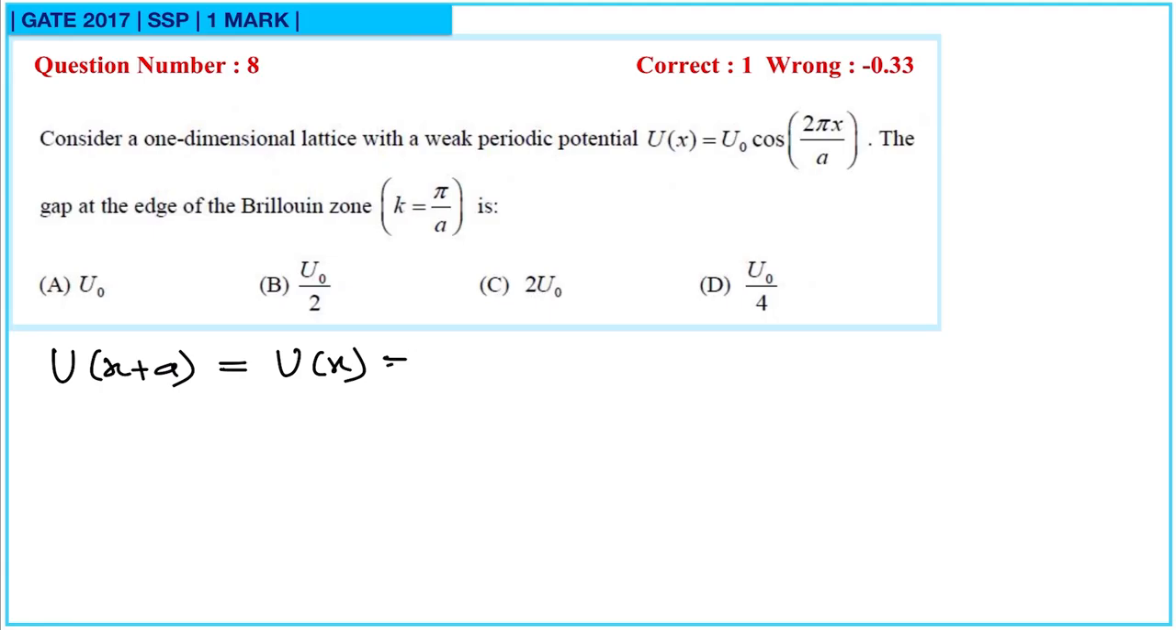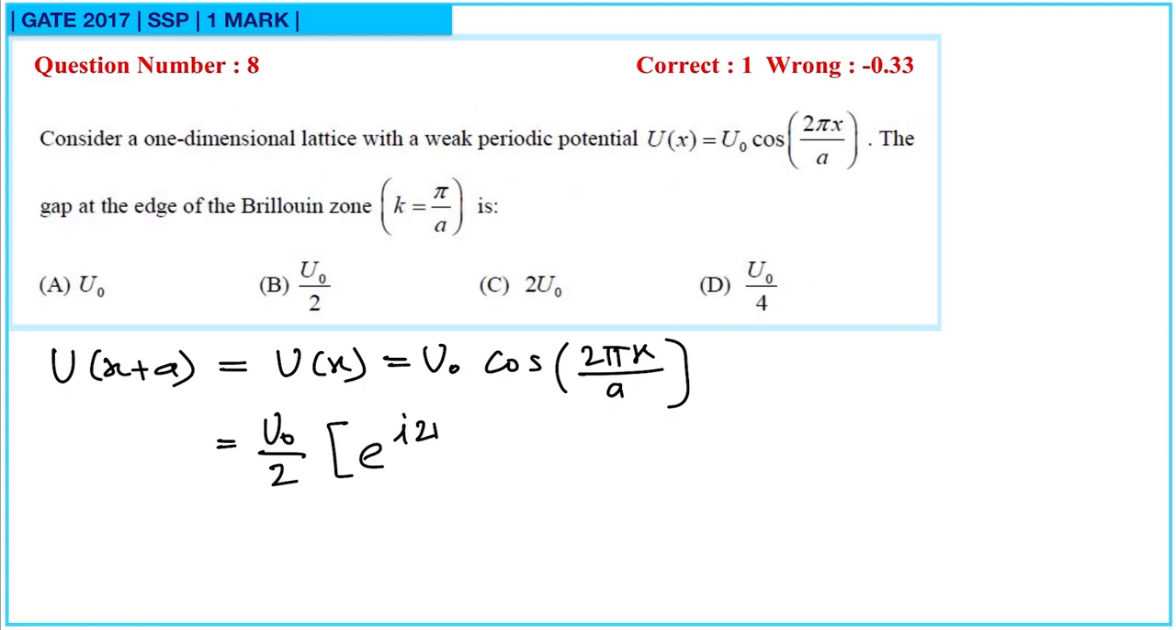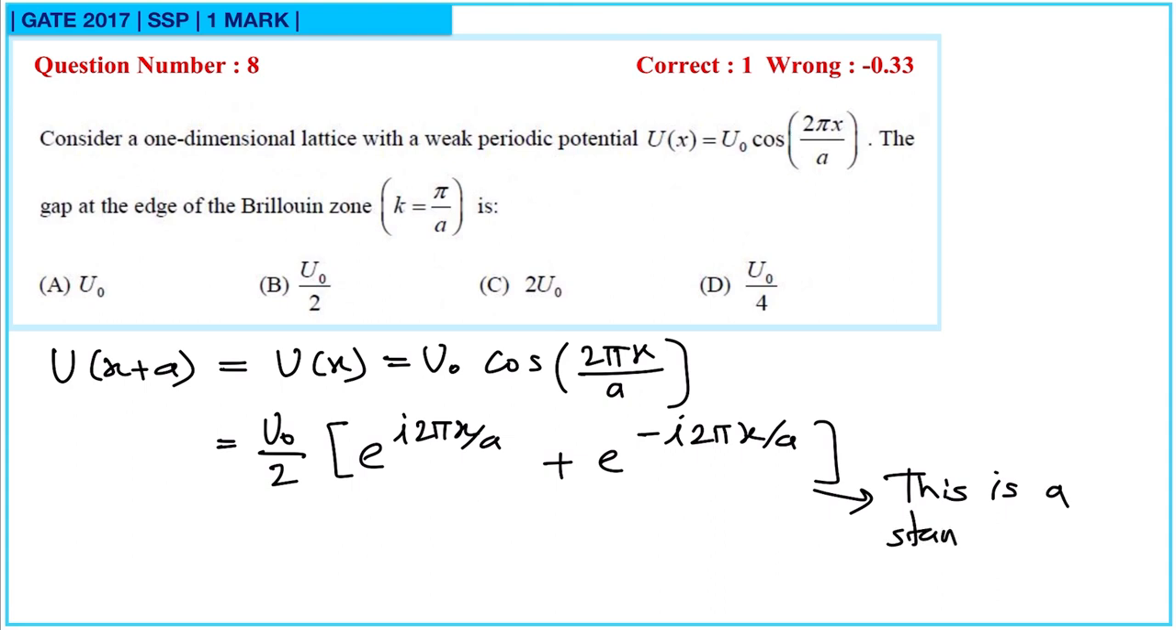Now U of x is equal to what? It is U naught cos 2 pi x by a. Now I can separate this. So this will be U naught by 2, in bracket it will be e raised to i 2 pi x by a plus e raised to minus i 2 pi x by a. Now this part is a standing wave, because it is e raised to ikx form.